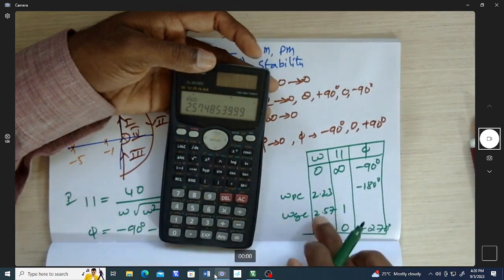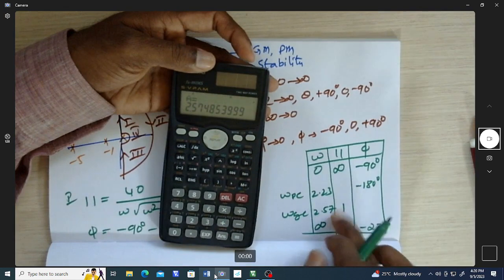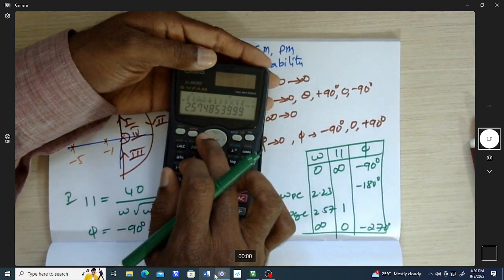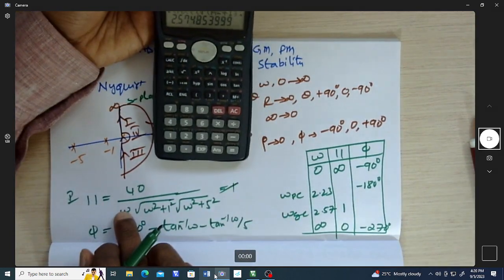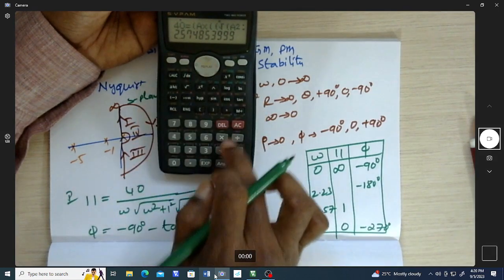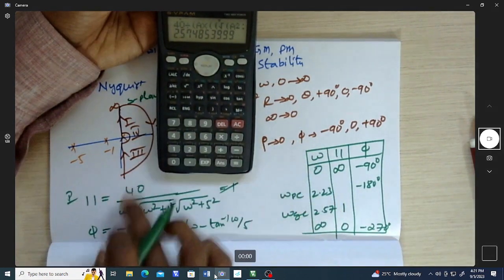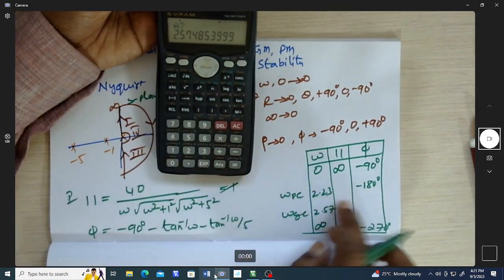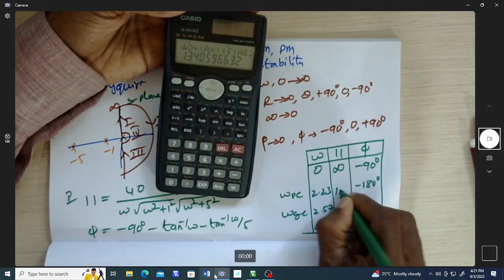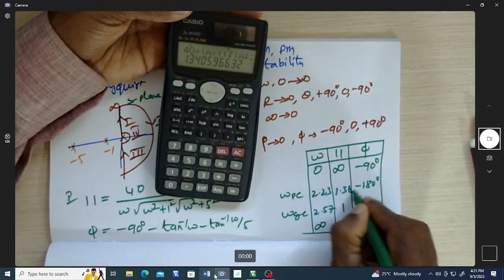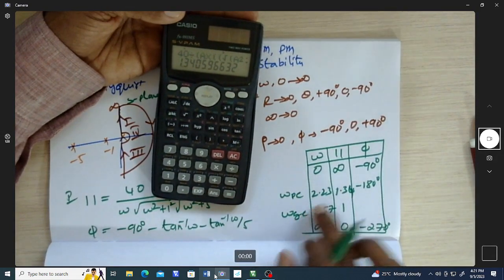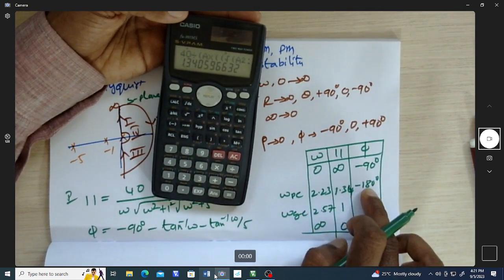Since I have the magnitude equation, let me find out what the magnitude is at 2.23. There's a small correction I have to make: since I have to find the magnitude at 2.23, I'll divide 40 by that expression instead of equating. Calculating at 2.23, it is 1.34. So we found omega PC and omega GC, and we found the magnitude at a phase of minus 180 degree.